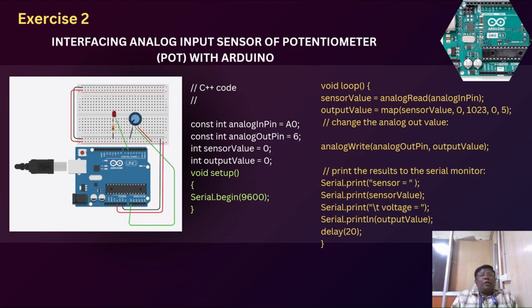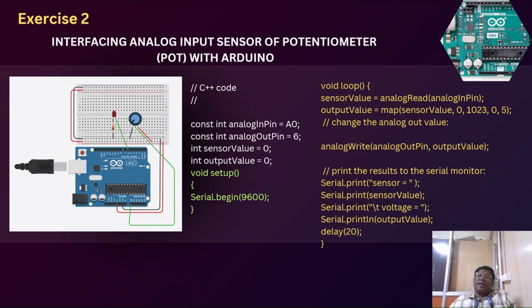And interfacing analog, the second exercise will be interfacing an analog sensor, a potentiometer, with Arduino programming. So constant input analog pin is given as the A0 pin. The analog output pin is the 6th one, and the sensor value is 0 because we are initializing it, and we are setting the output value as 0. Serial baud rate is 9600.